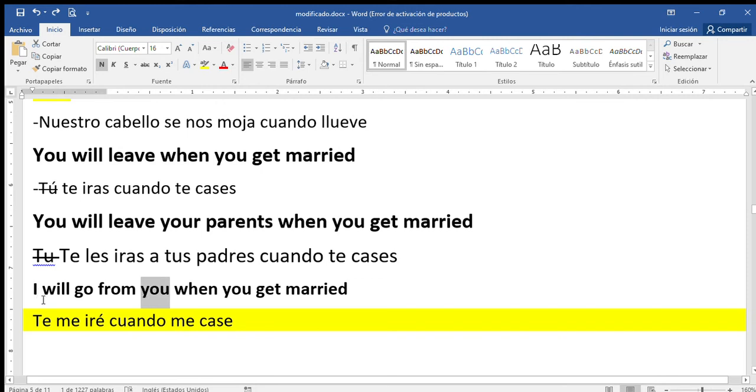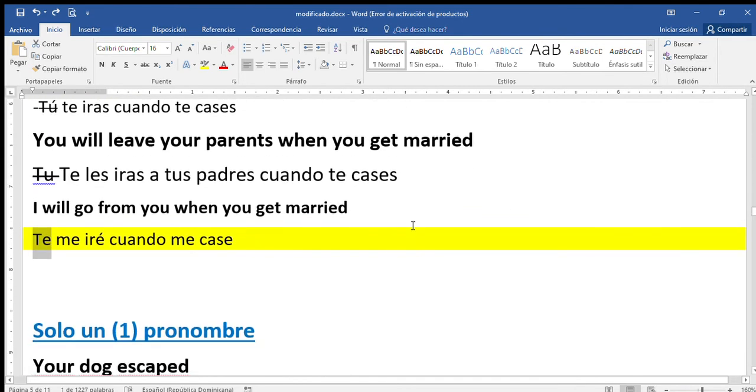And why is it yellow? Because I want you to see something right here. We said that we are talking about Joe, so the first pronoun would be me, but not in this case. If you see the guide, la guía que yo hice, you cannot use me te iré cuando me case. It's not right. In this case, you have to say te me iré cuando te case. Even though we are talking about I, you cannot say me te iré. You have to say te me iré cuando me case. So keep that in mind.